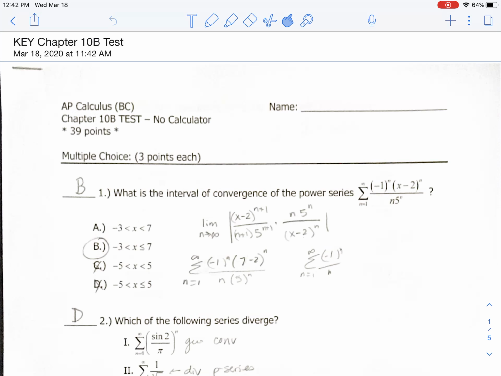All right, we're getting creative now. Just want to be able to go over this Chapter 10b test with you. So I'm going to scroll through my answer key and then maybe point out a couple of different things along the way.